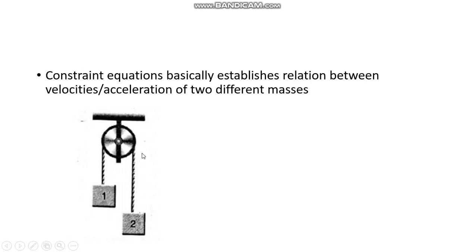You can see a pulley system here. There is a pulley, and mass 1 and mass 2 are hanging from it. The motion of 2 is affecting the motion of 1. There can be a situation where mass 2 is more than mass 1, so mass 2 will be going down and mass 1 will be going up. So the motion of mass 2 is deciding the motion of mass 1. It is a case of constraint motion, and we have to develop a constraint equation.